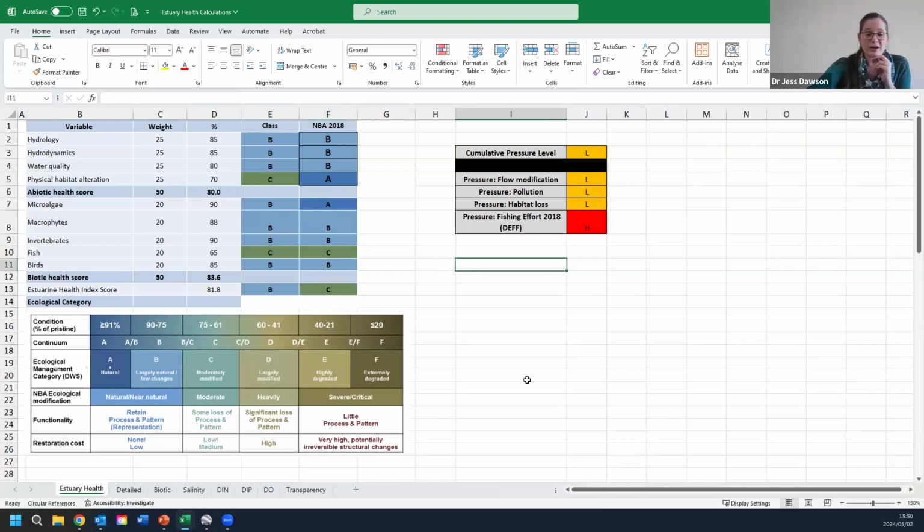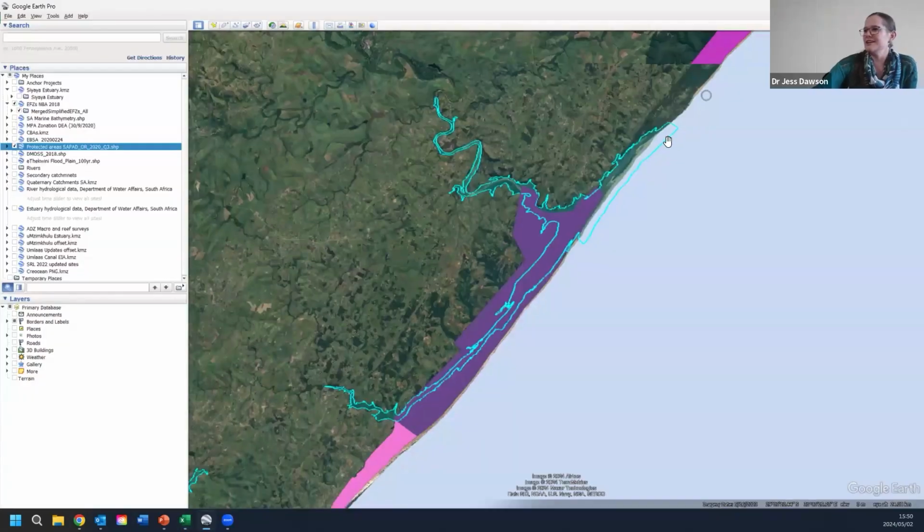I don't know if you guys want to try and do one in an urban area. Do you think that'd be easier or harder? Or maybe let's just look at a big estuary. Do you know any ones you know and want to guess at what you think its health is? We can try the St. Lucia estuary. St. Lucia, okay.